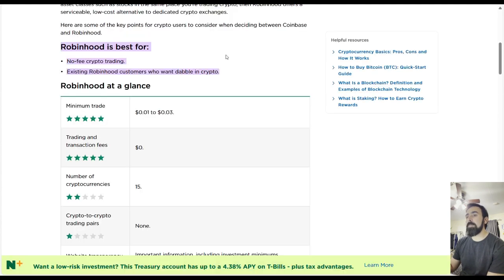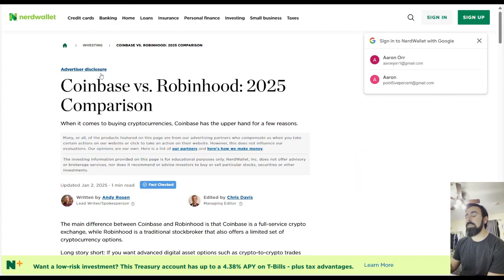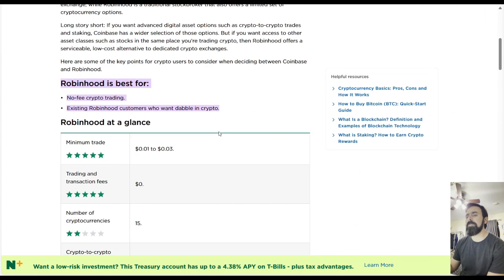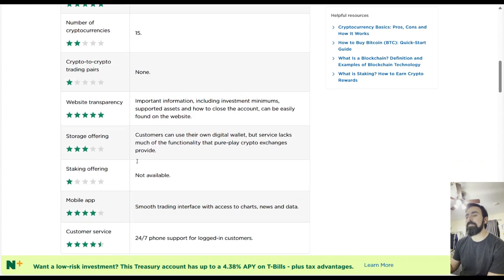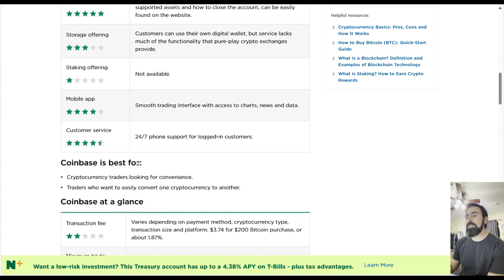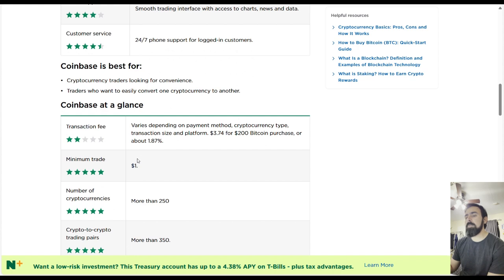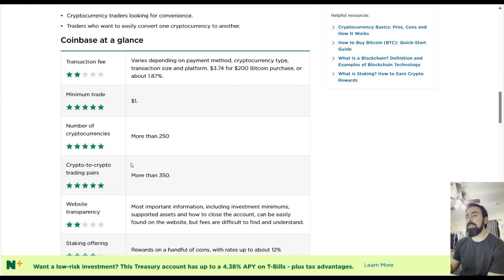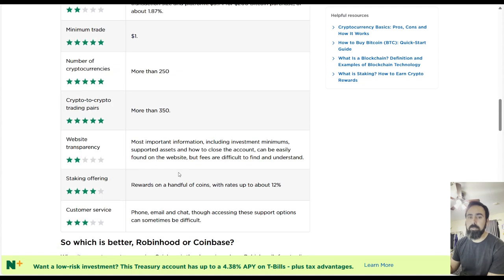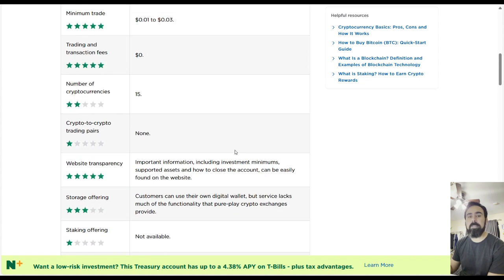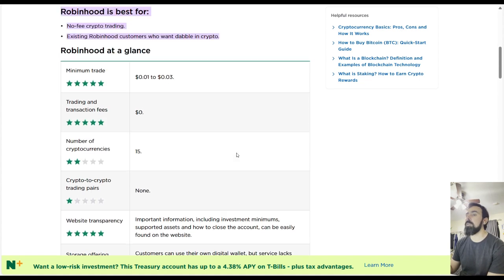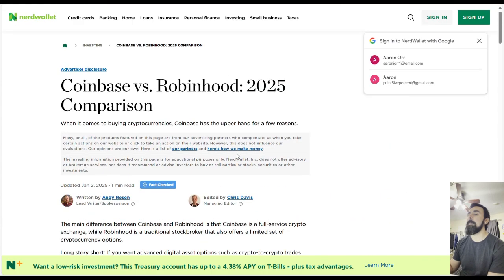Where was another good page? So this is on NerdWallet, Coinbase versus Robinhood comparison. So minimum trade, 0 fees. There are only 15 cryptocurrencies on Robinhood. So that's pretty nice. Minimum trade $1 for this is Coinbase now. More than 250 cryptocurrencies. So I guess it just depends on what you're looking for. I was looking for some practice at the time. Not financial advice, of course, but I do think crypto is due for a run-up, so I will be keeping my eye on it. But yeah, that's what I wanted to talk about for this trade.